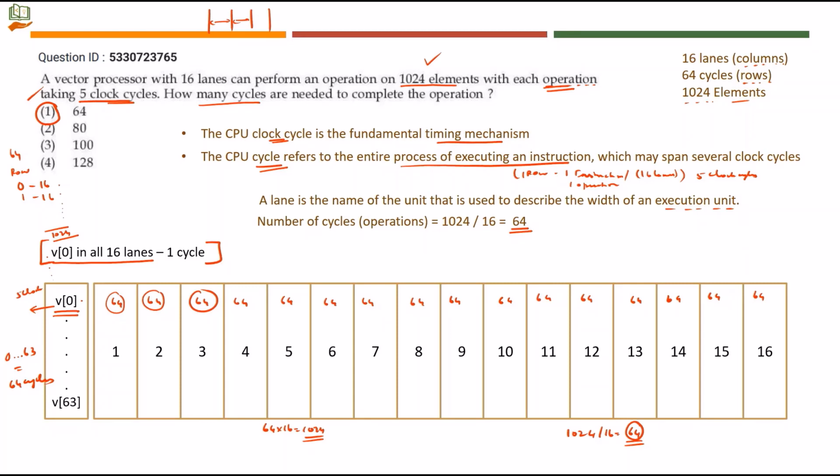If the question is, how many clock cycles are needed to complete the operation? How many cycles are there actually? 64 cycles. How much does one cycle or one operation take? One takes 5 clock cycles, so 64 cycles will take 64 into 5 clock cycles. Overall we will have 64 into 5, which is equal to 320 clock cycles. If they ask about clock cycles, the computation will go this way. If they ask about cycles, the computation should end at 64.